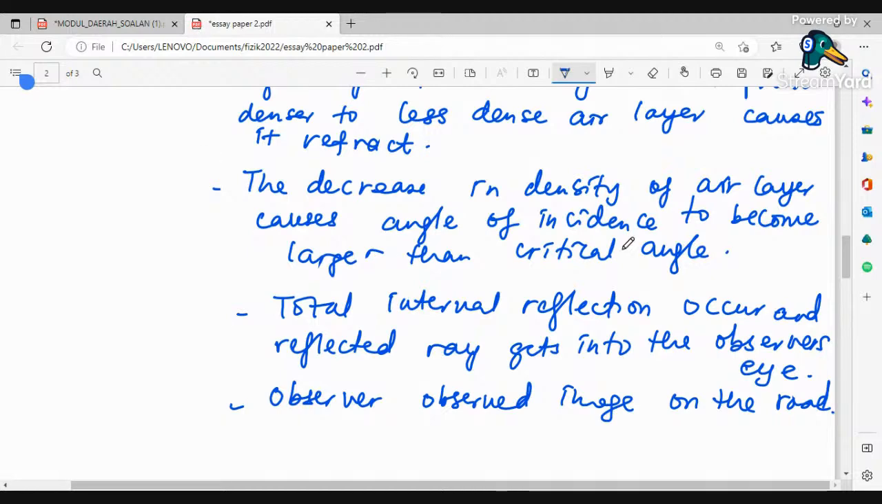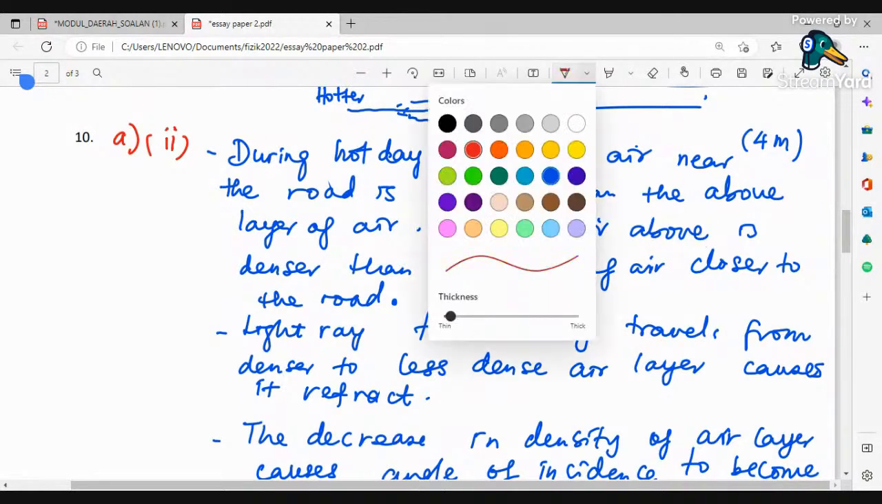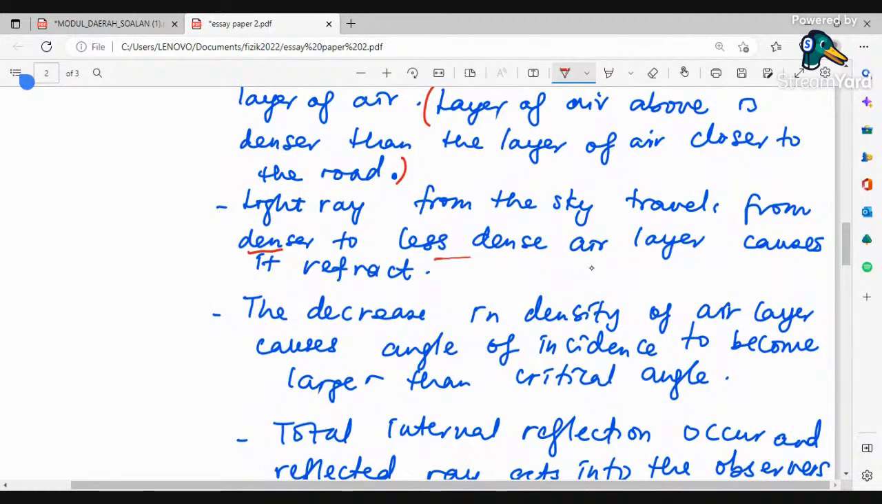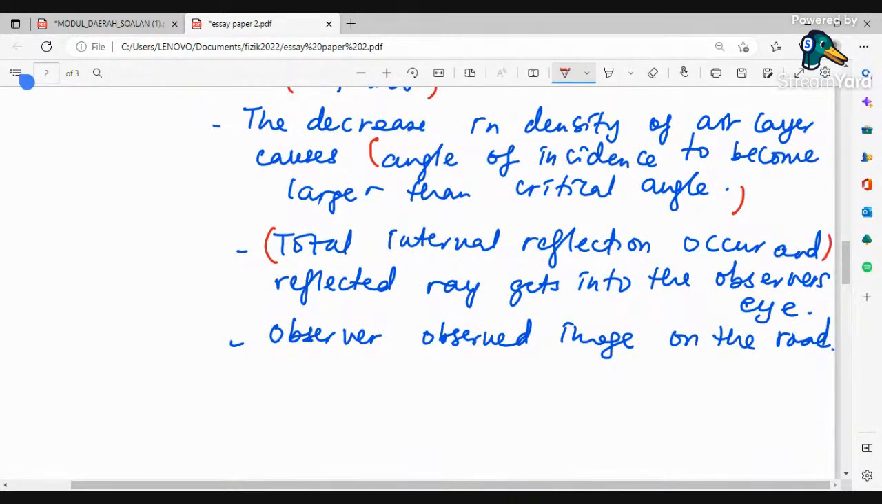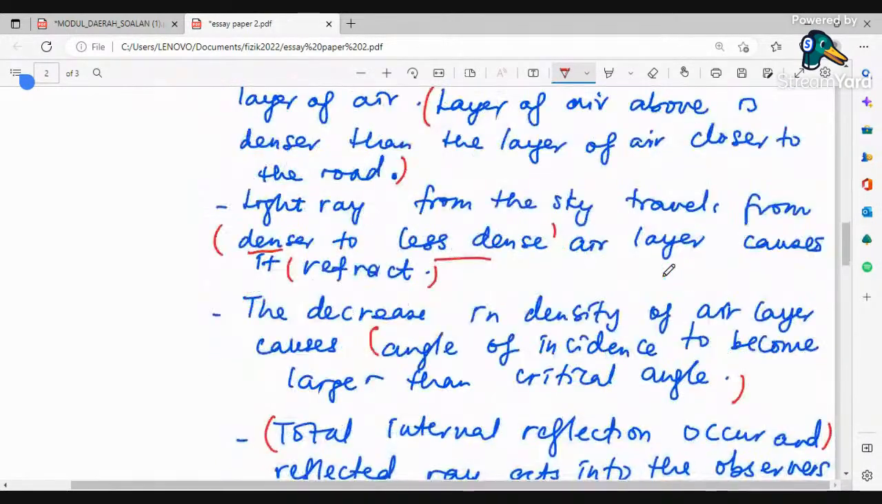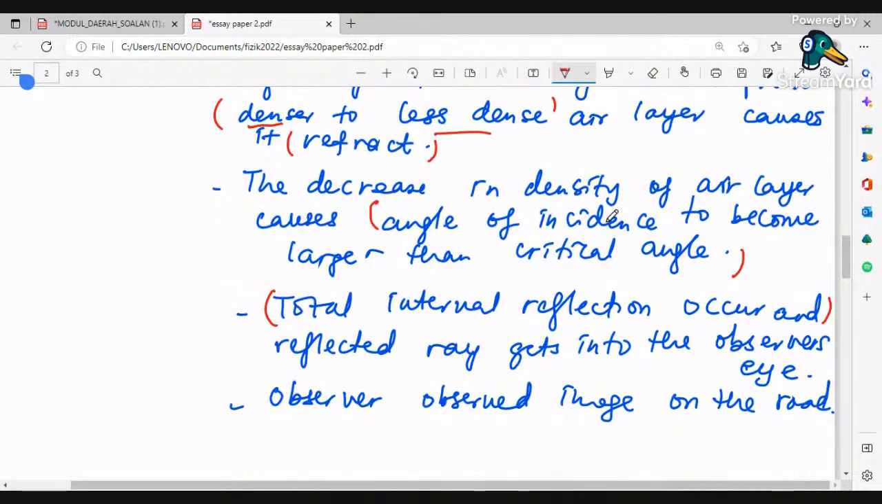So it's quite long. Maybe you can make it in simple words. The point here is what we want to explain: the difference in density of layers of air, above and below, different density. Then light travels from denser to less dense, refraction occurs. The angle of incidence is larger than the critical angle, total internal reflection occurs, and the observer observes the image on the road. So you have 4 points, meaning you include all the related concepts: refraction, then angle of incidence larger than critical angle, and then total internal reflection.